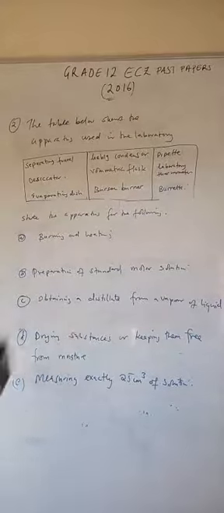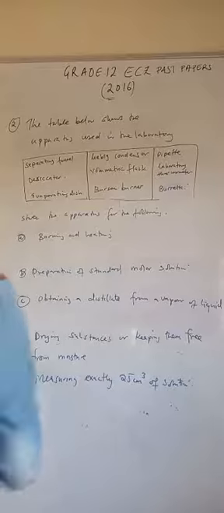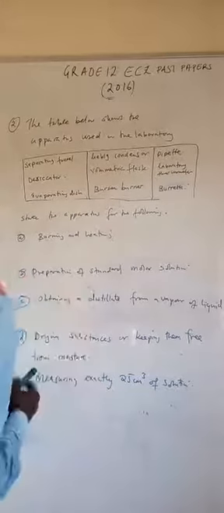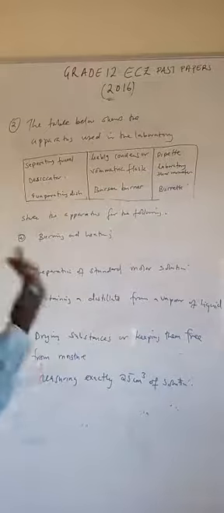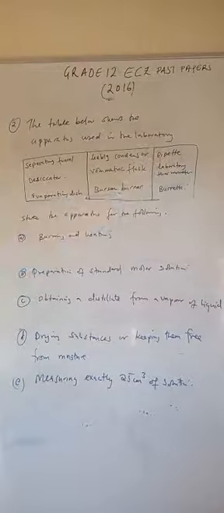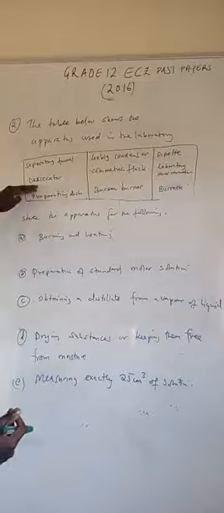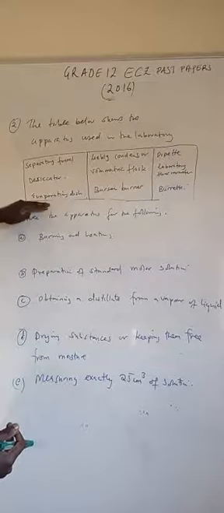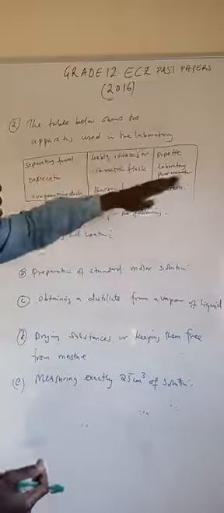So this is question 2 of the 2016 past paper. The question states: the table below shows the apparatus used in the laboratory. You remember at our secondary schools we have laboratories, and these are the apparatus that you use in the secondary school laboratory. There's the separating funnel, desiccator, evaporating dish, Liebig condenser, volumetric flask, Bunsen burner, pipette, and so on.